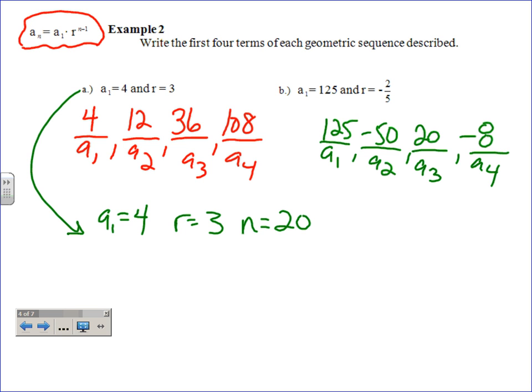So what you're going to do is, I want to find the 20th term, so that would be a sub 20. That's what n is, 20. So a sub 1 is 4, and r is 3, and n is 20. So it'd be 20 minus 1 power. Again, I'm plugging it right into that formula there. So in other words, it's 3 to the 19th power. Now, if you do order of operations, what you have to do is take 3 to the 19th power and then take it times 4. So why don't you go ahead and do that right now.